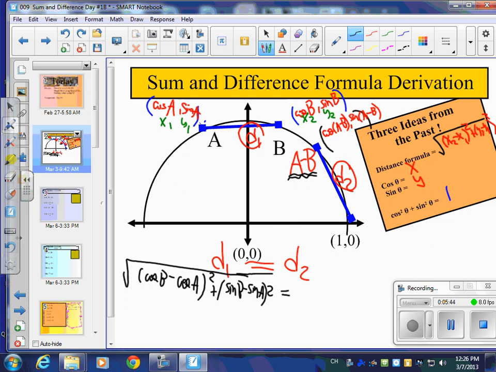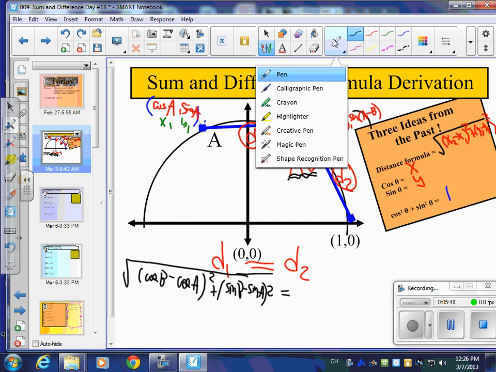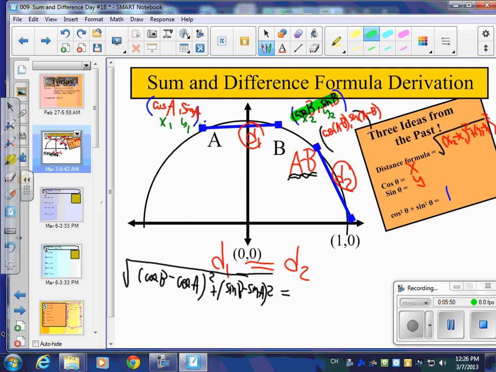How hard will it be to find the distance from, and I'm going to use my highlighter here a little bit. I took these two to find distance 1. I'm going to take these two here to find distance 2. So what will this one be?